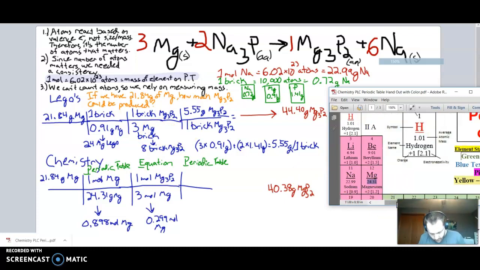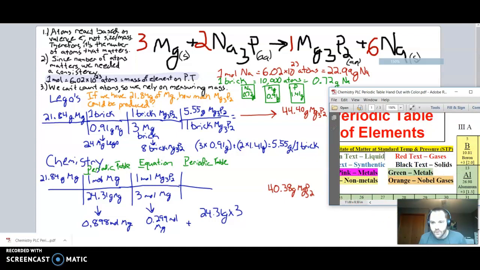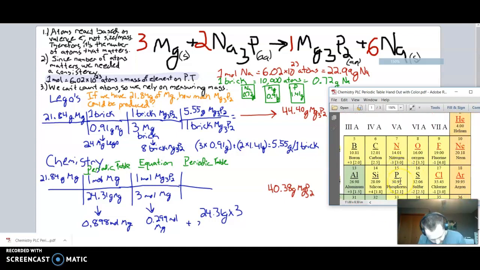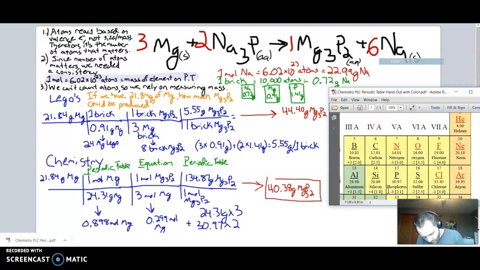Magnesium on a real periodic table is 24.31 grams. Well, there's 3 of them, so we're going to multiply that by 3. Plus phosphorus, if we scroll over here, is 30.97. And since there's 2 of those in there, we're going to multiply those by 2, and we would get a combined mass of 134.87 grams. So for every 1 mole of magnesium phosphide, there was 134.87 grams of magnesium phosphide. Now if we plug that in, you should get that answer of 40.38 grams.